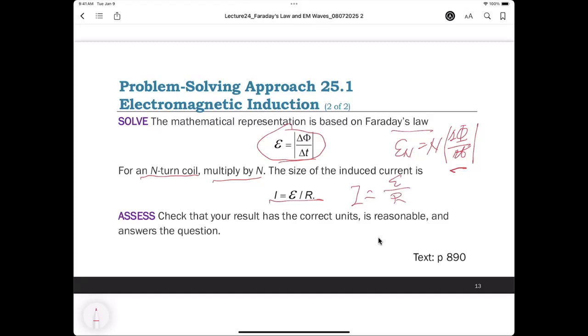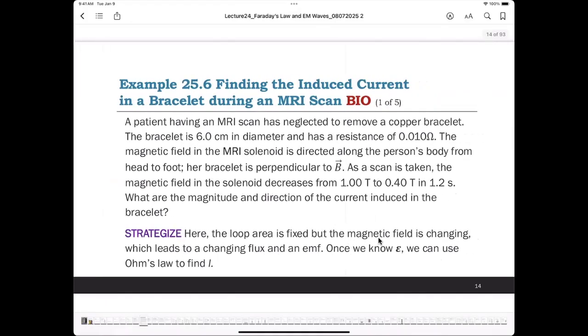After you get the result, you just need to check that your result has current units, is reasonable, and answers the question. Okay, let's talk about this example: finding the induced current in a bracelet during an MRI scan. This is a biology example. A patient having an MRI scan has neglected to remove a copper bracelet. You can see the bracelet actually is a loop.